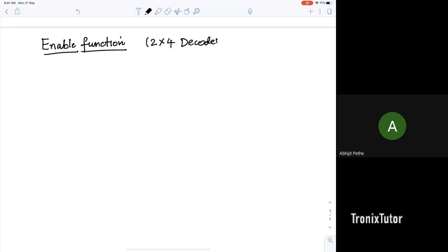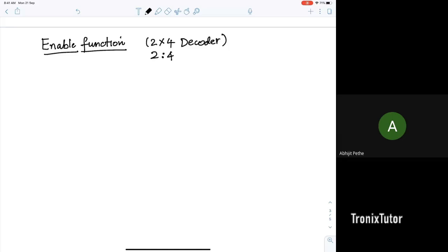Again, please remember, different books use different conventions. You'll sometimes see 2x4, you'll sometimes see 2x4. So they all mean the same thing. Again, remember, a decoder takes n inputs and has 2 power n outputs. So keep that connection in mind.